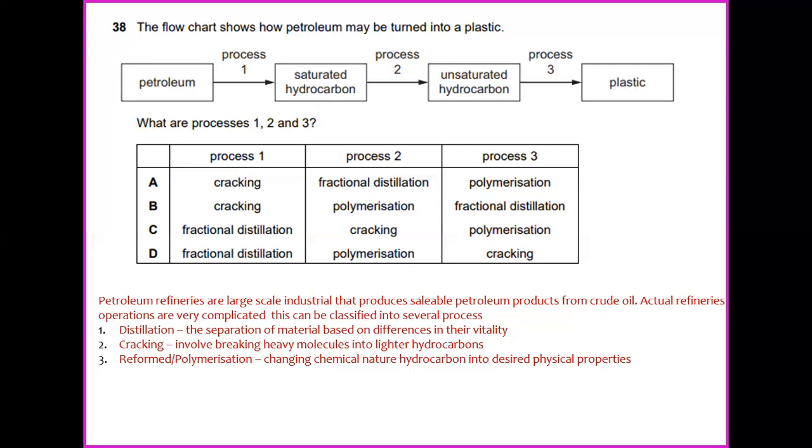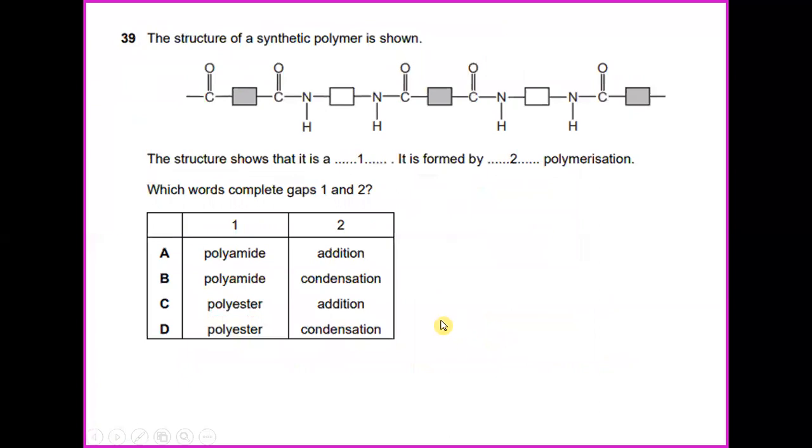Then it changes from saturated hydrocarbon to unsaturated hydrocarbon. Finally, it goes through polymerization, which changes the chemical nature of the hydrocarbon into the desired physical properties. So in this case, the most suitable answer for number 38 will be C. Okay, number 39. The structure of the synthetic polymer is shown. The structure shows that it is a polymer formed by condensation polymerization, which would complete gaps 1 and 2. So the answer for this would be B.